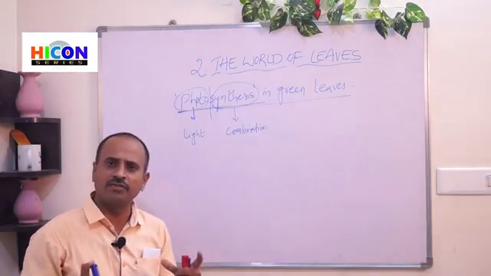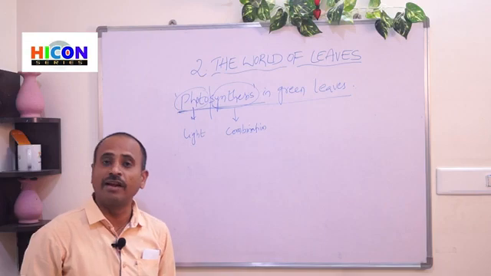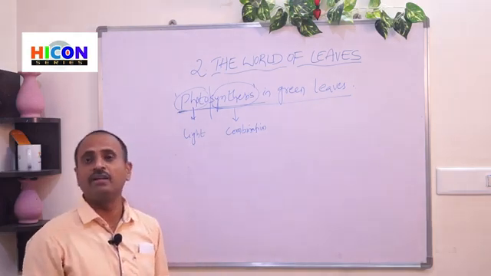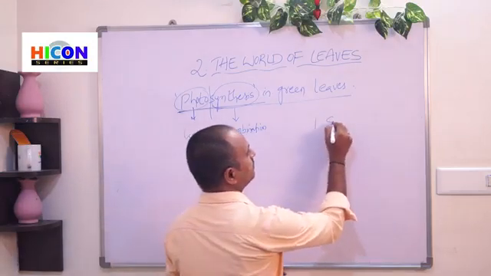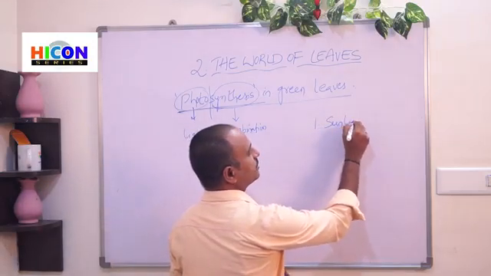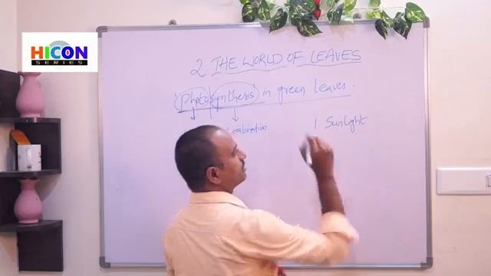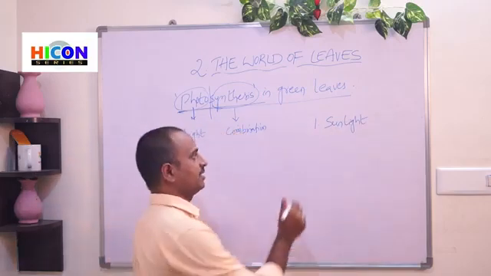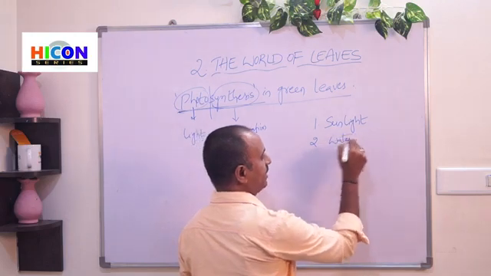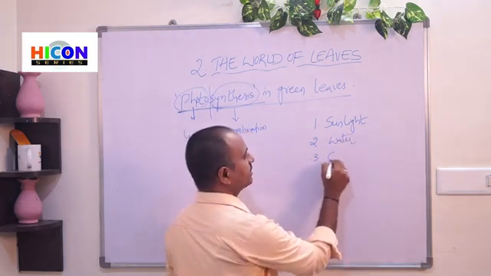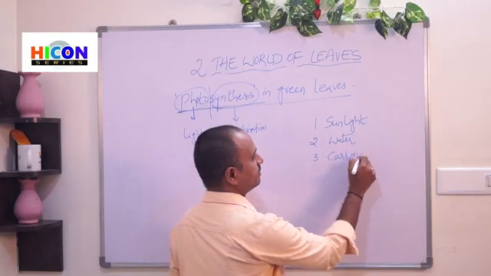In the process of photosynthesis, the components required by the plant are, first, sunlight. For the photosynthesis process, the leaves require sunlight, water and minerals. And the third one is carbon dioxide.